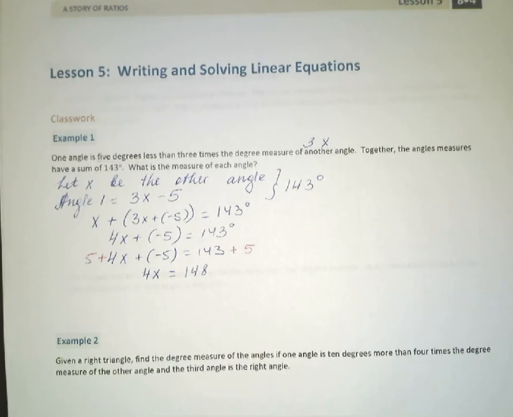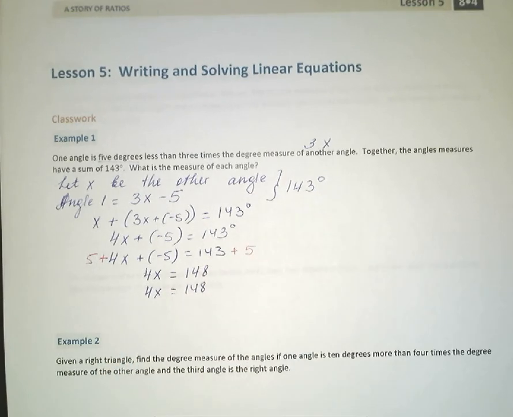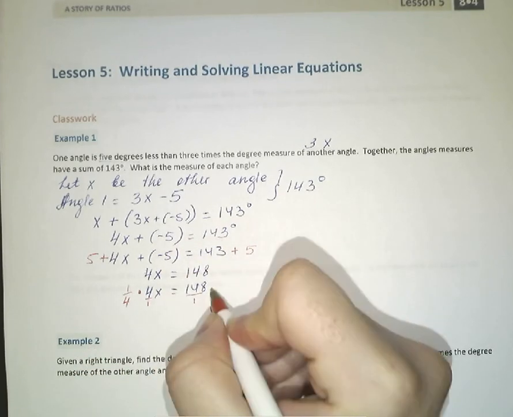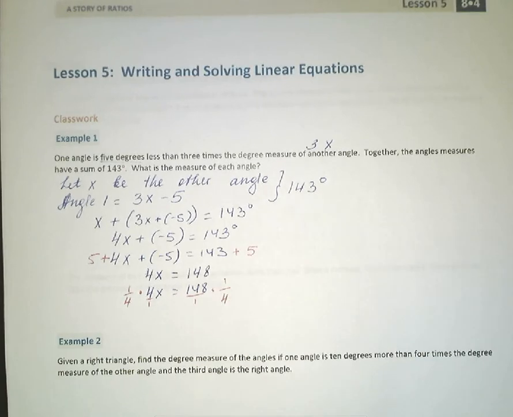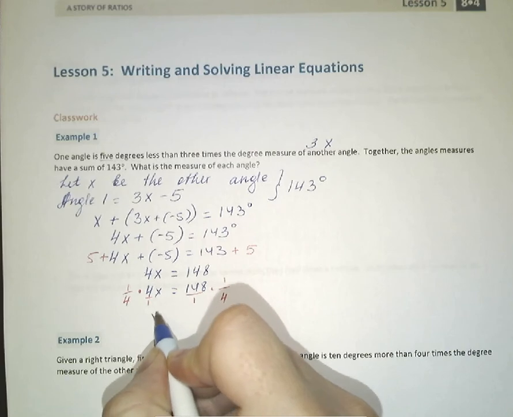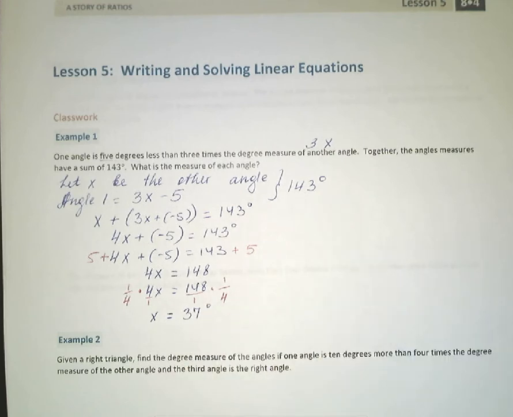All I have to do now is to multiply 4x by the reciprocal of its coefficient 4. So we will have 4x equals 148. We are multiplying both sides by 1/4. When we know that we are multiplying by a fraction, we have 148 over 4, which is a division problem. And when we divide 148 by 4, we will get 37. So x equals 37 degrees.